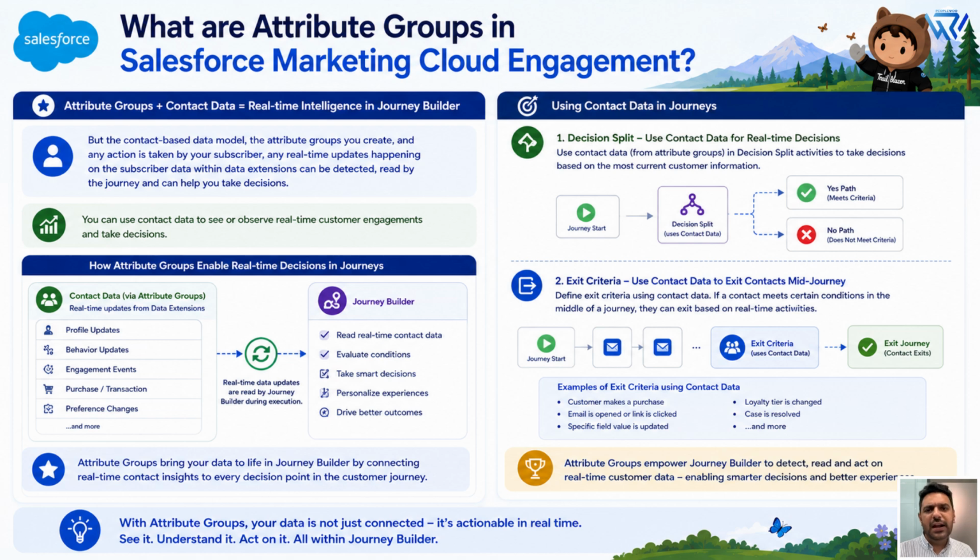Decisions like you can define a decision split which uses contact data, which has real-time customer data available, to take decisions. You can also use contact data in exit criteria. In the middle of the journey, if a contact is evaluated and has performed activities as per your business requirement, and you want to make that contact exit based on the activities they have performed within a journey, you can use contact data to make that contact exit.